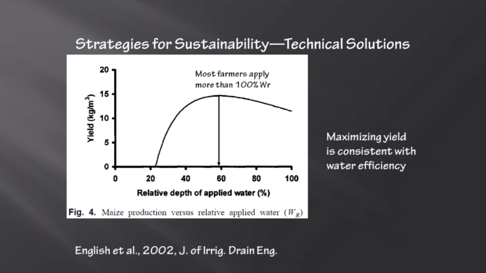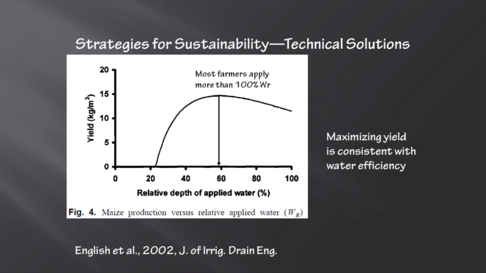So here's a plot that I found in a paper by English and others, and I really think that this work demonstrates a huge potential for improving efficiency in irrigation systems. And what he's showing is that the maximum yield as a function of the irrigation amounts actually occurs at much less of an application rate than what most farmers are applying.